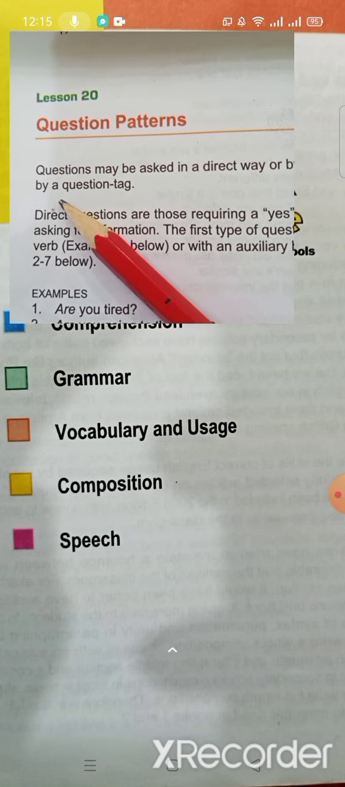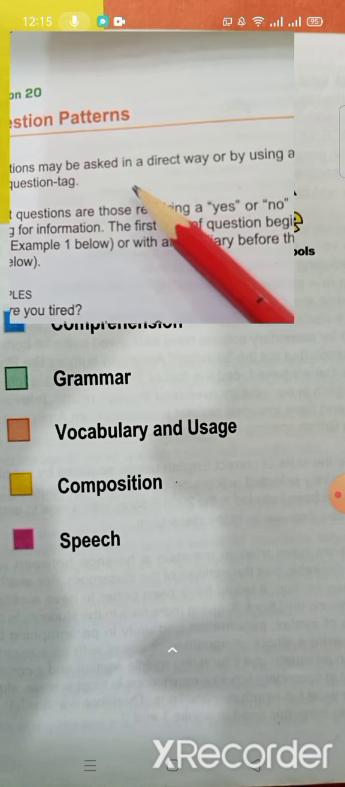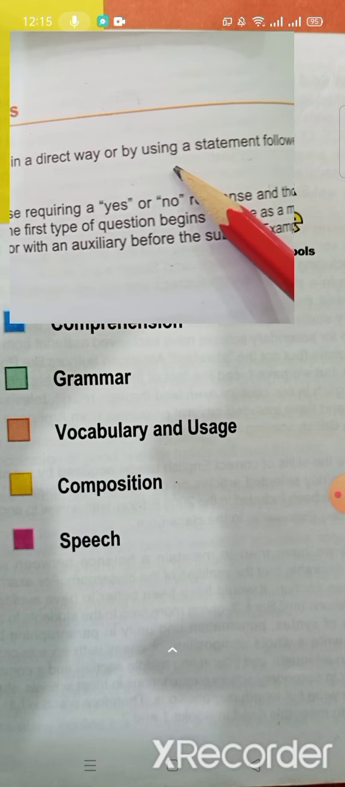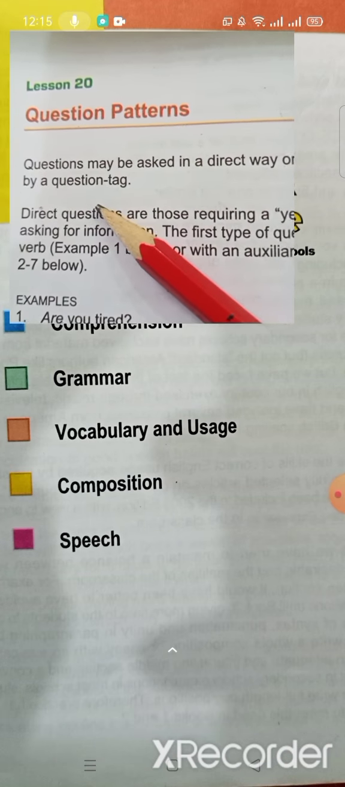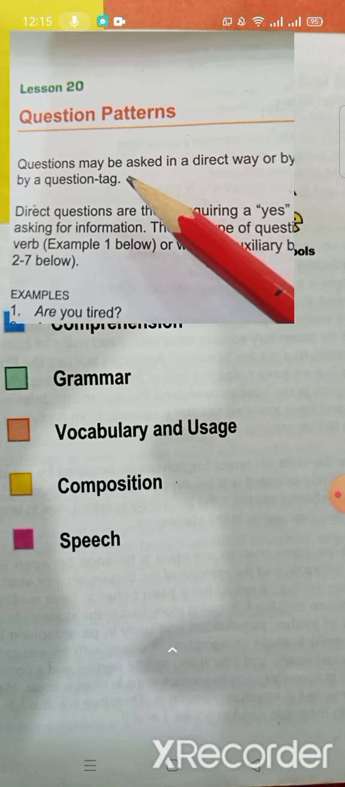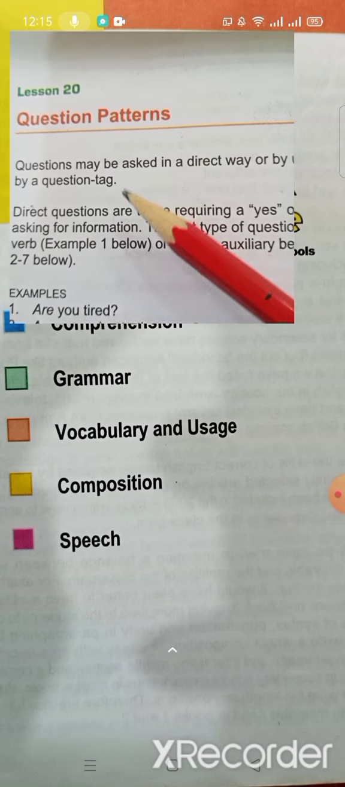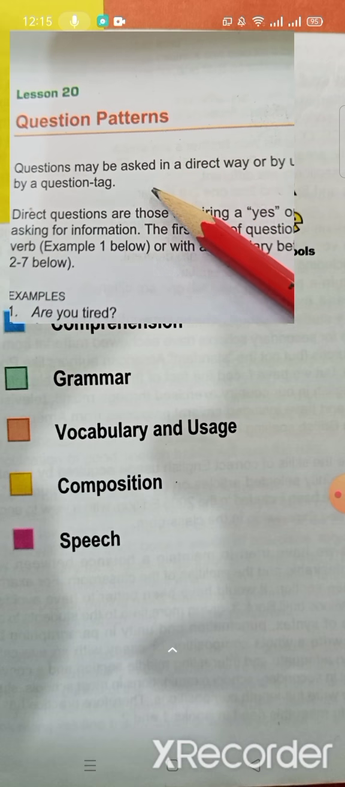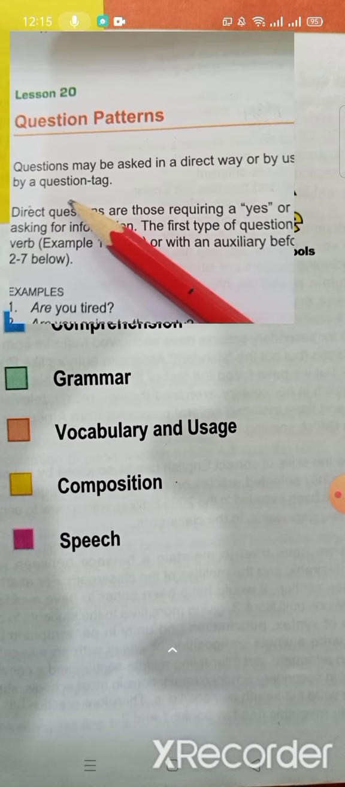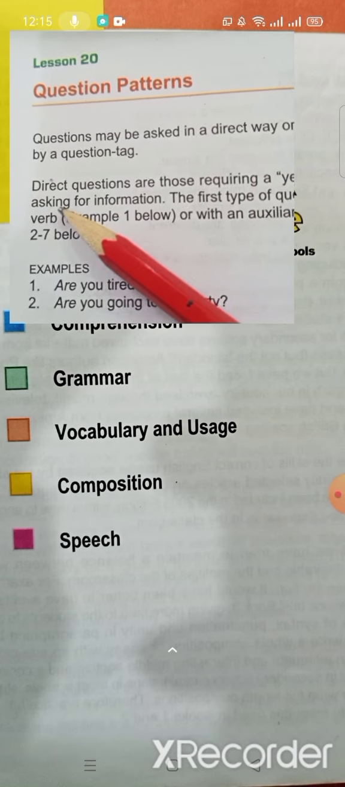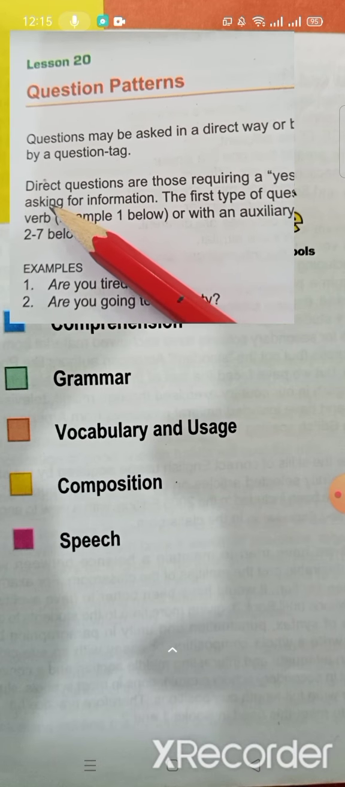Questions may be asked in a direct way or by using a statement followed by a question tag. So there are different ways of making questions. How do you make questions? You can make a question in a direct way or by using a question tag. First of all, let's see how you make direct questions.